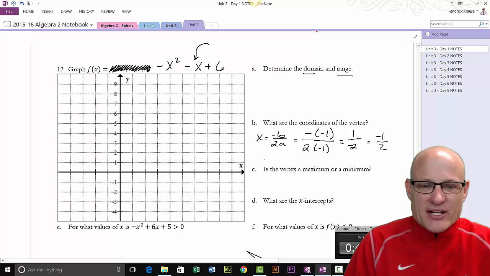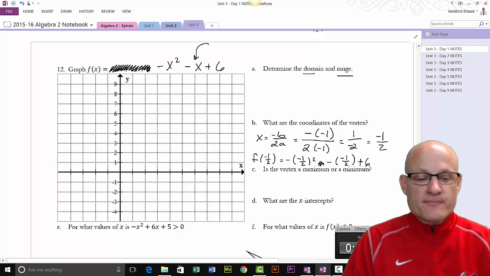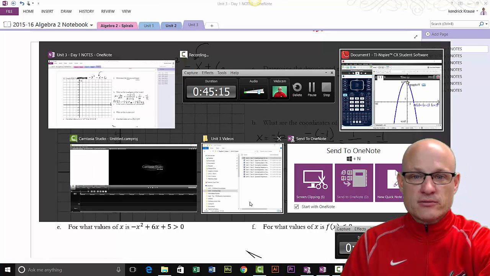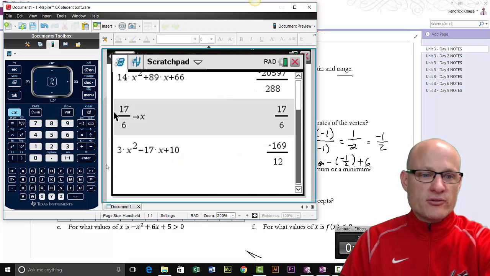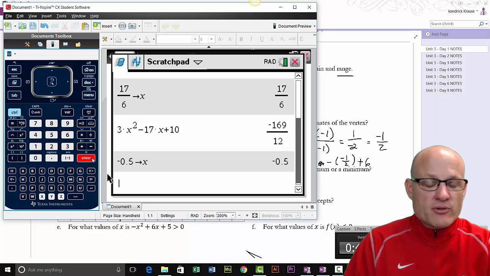Now I want to find my vertex. My vertex is f of negative 1/2. So I'm going to do negative 1/2 squared plus, that's a minus, minus negative 1/2 plus 6. Let me go over to my calculator and we'll do some calculations. We'll do negative 0.5 stow x. Yes, I can do fractions or decimals that way. That was a little bit easier.